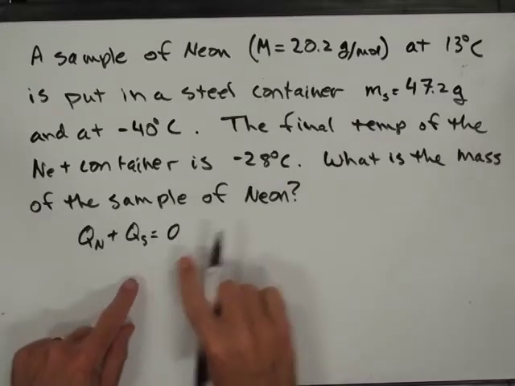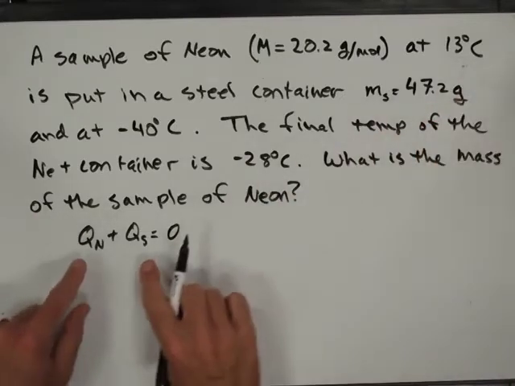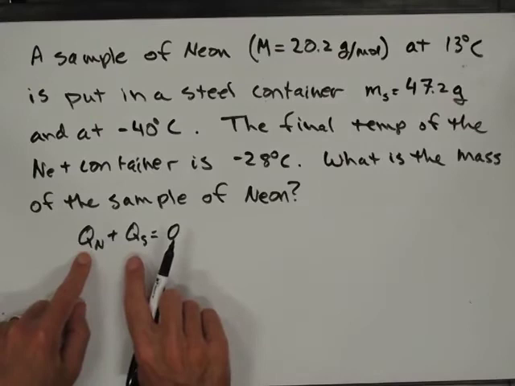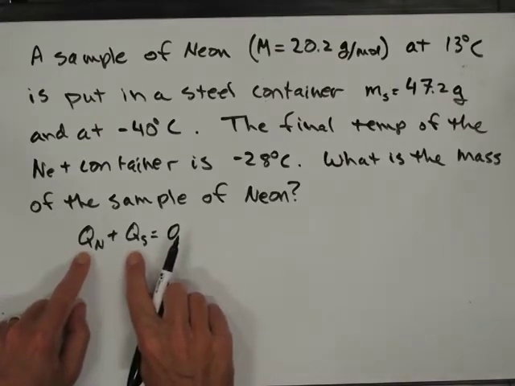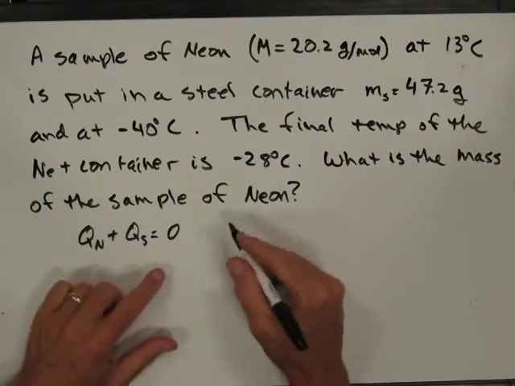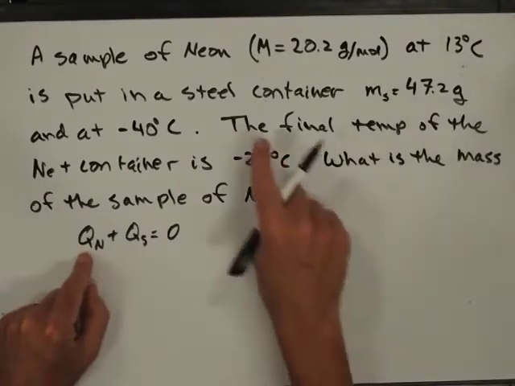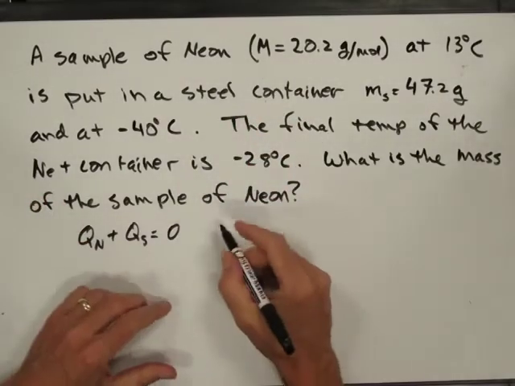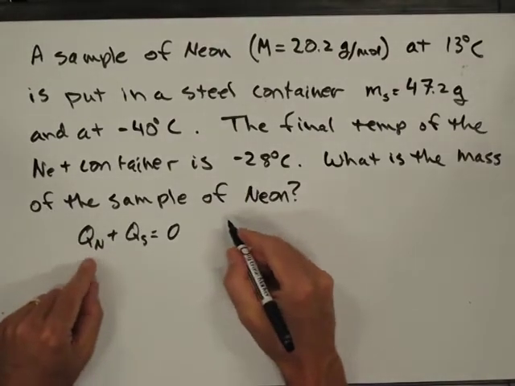In this case, the steel's going to warm up and the neon's going to cool down, but the heat gained by the neon is exactly balanced by the heat lost, if you will, by the steel. And the way we write these is, since this is a steel container with a fixed volume, we'll use the constant volume equation for the neon.